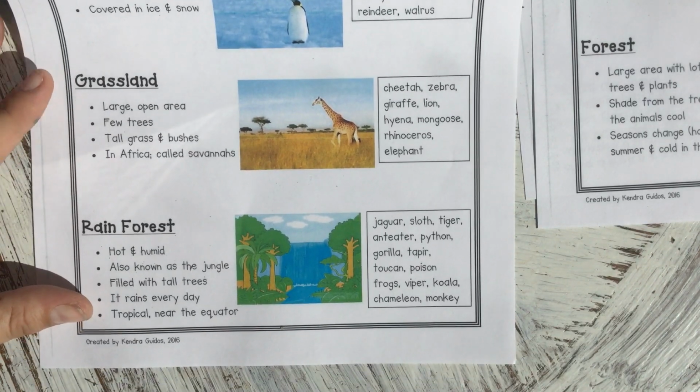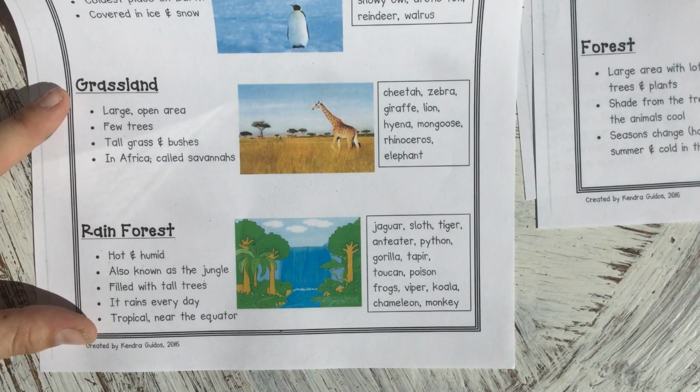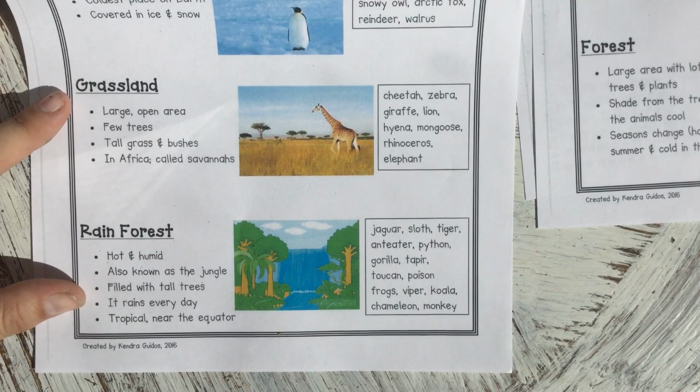And the last habitat we have for today is the rainforest. The rainforest is very hot and humid, and also known as the jungle. It's filled with tall trees, and it rains every day. And it's tropical near the equator, or the middle part of the earth.